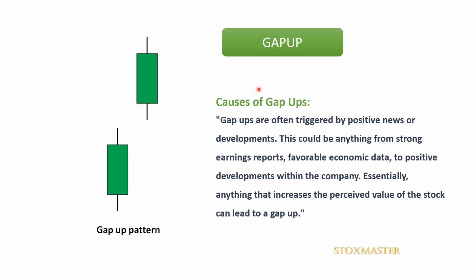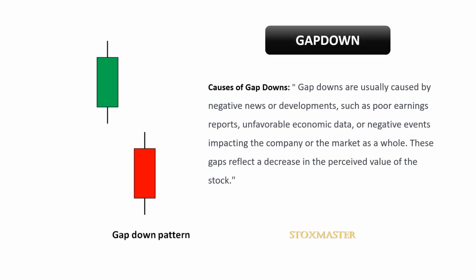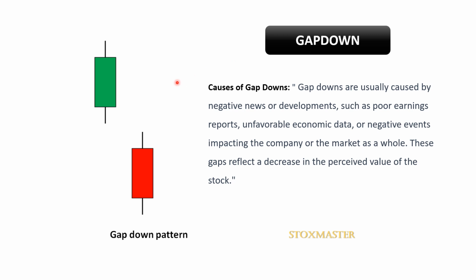What are the causes of gap down? Here we already know this. This is the close of the first day candle, and this is the open of the second day candle. The open of the second day candle is lower than the close of the first day. Then such a pattern is a gap down pattern.